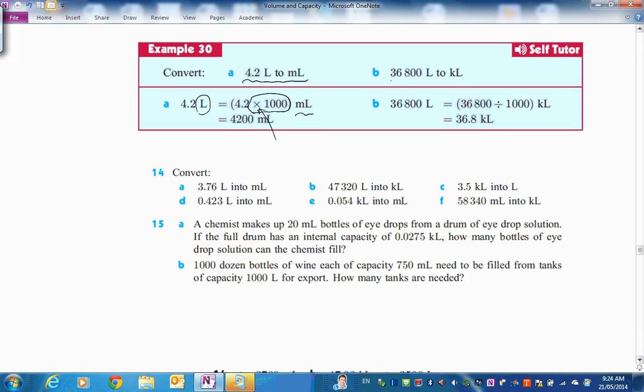What about 36,800 litres to kilolitres? Kilolitres are bigs. You're going to get less of them than what you've got of litres. And therefore you're going to divide, and how many litres in a kilolitre? Kilo means 1,000, so every 1,000 you want to divide by 1,000. Okay, I'm going to leave you with these two problems, 14 and 15. Pause the presentation and have a go, and I'll show you the answers.